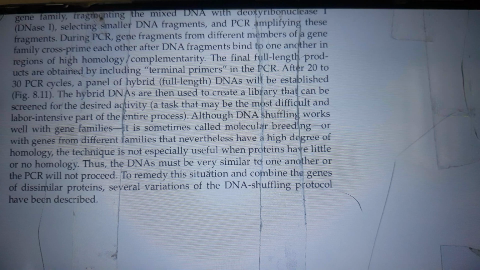Although DNA shuffling works well with gene families, it is sometimes called molecular breeding, or with genes from different families that nevertheless have a high degree of homology. The technique is not especially useful when proteins have little or no homology; the DNAs must be very similar to one another or the PCR will not proceed. To remedy the situation and combine these genes of dissimilar proteins, several variations of the DNA shuffling protocol have been described.